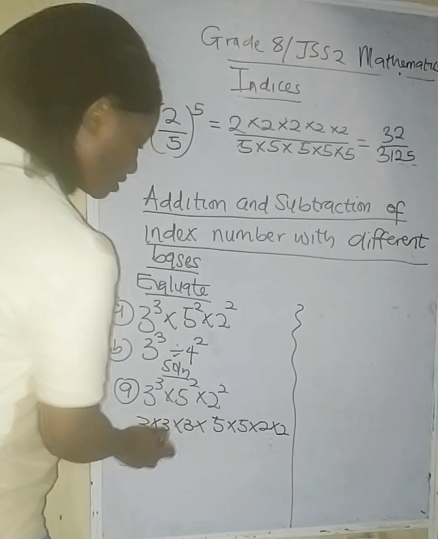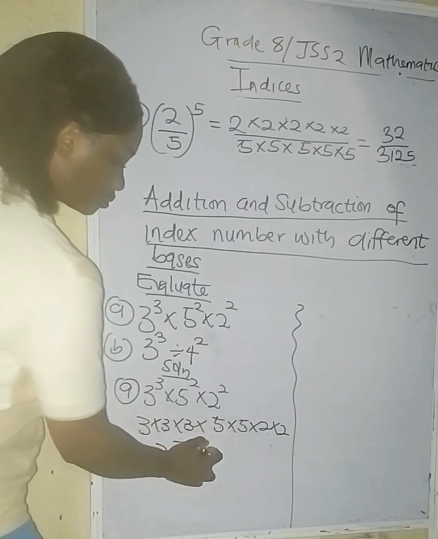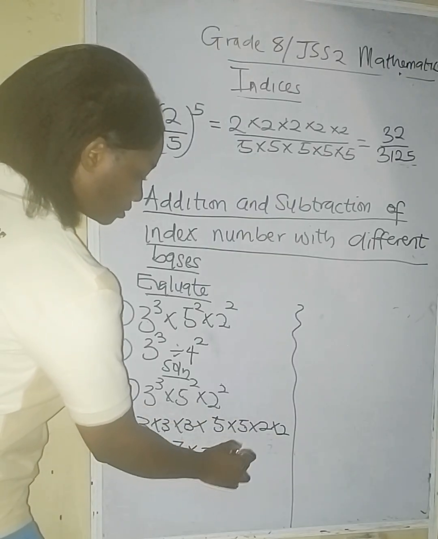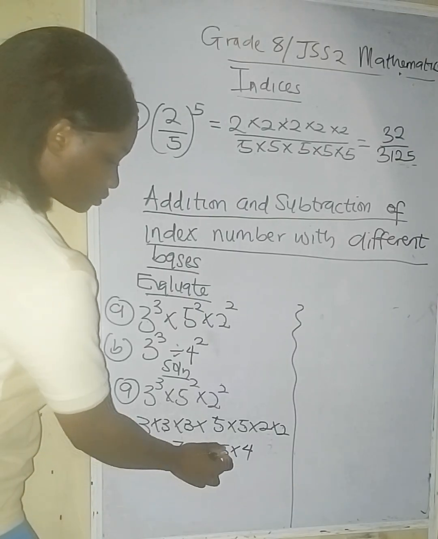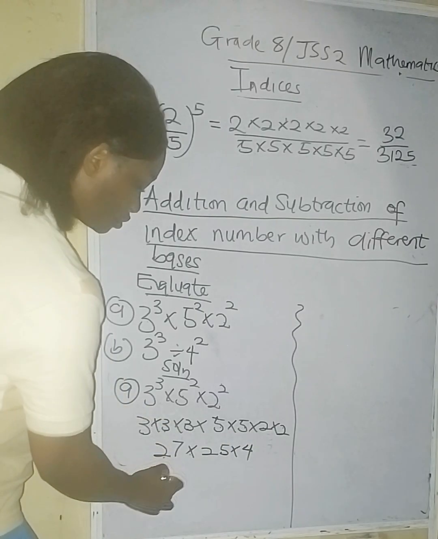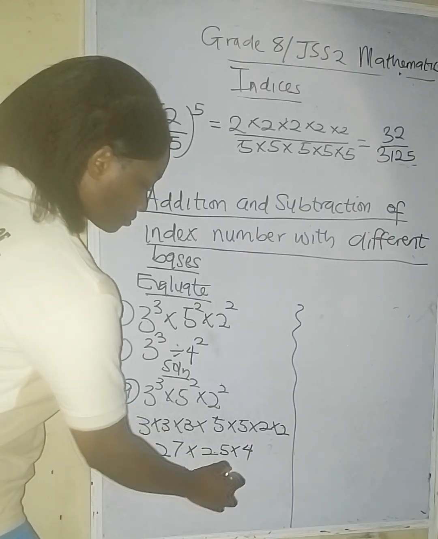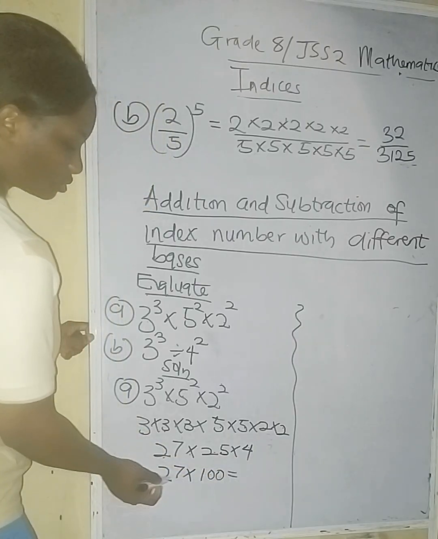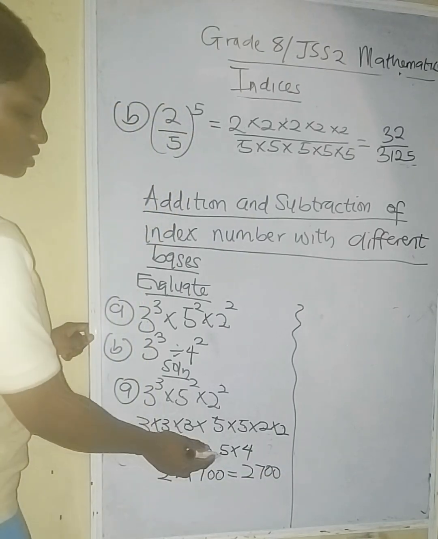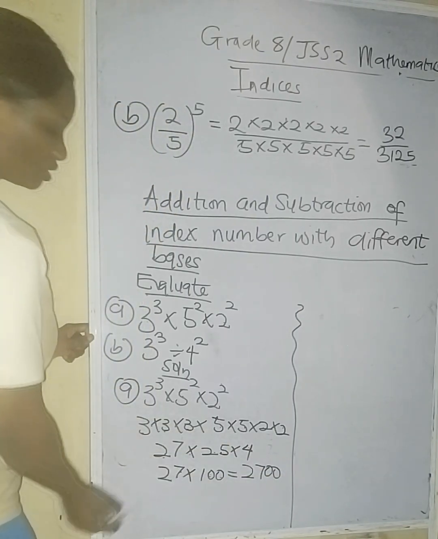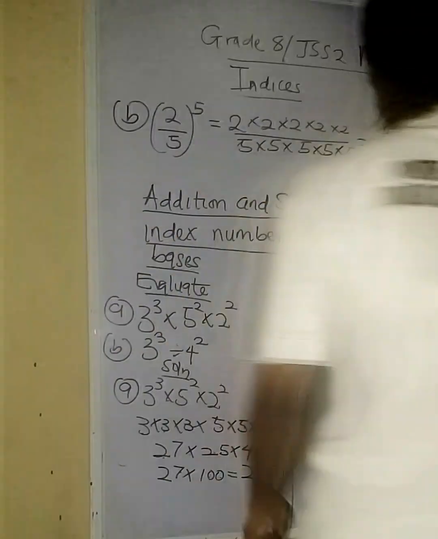So 3 times 3 is what? 9. Times 3, that is 27. 5 times 5 is 25. 2 times 2 is 4. Alright, so now 25 times 4 will give us 100. So now we have 2 zeros. We just add 2 zeros to this 27. That is 2,700, because we just add 2 zeros to this. So this is how to solve a question like this. Simple as that.